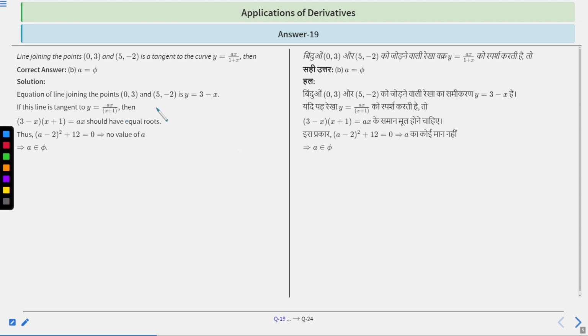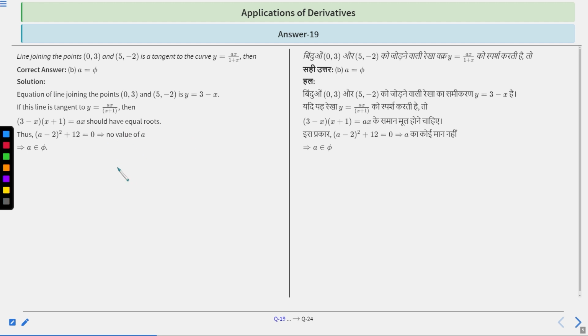Equation of line joining point (0, 3) and (5, -2) is y is equal to 3 minus x, right? If this line is tangent to y is equal to ax upon x plus 1, then this equation should have equal roots, because this line is cutting this curve at one point. So there will be one single root. So this will be a quadratic equation having equal roots, so discriminant should be equal to 0.